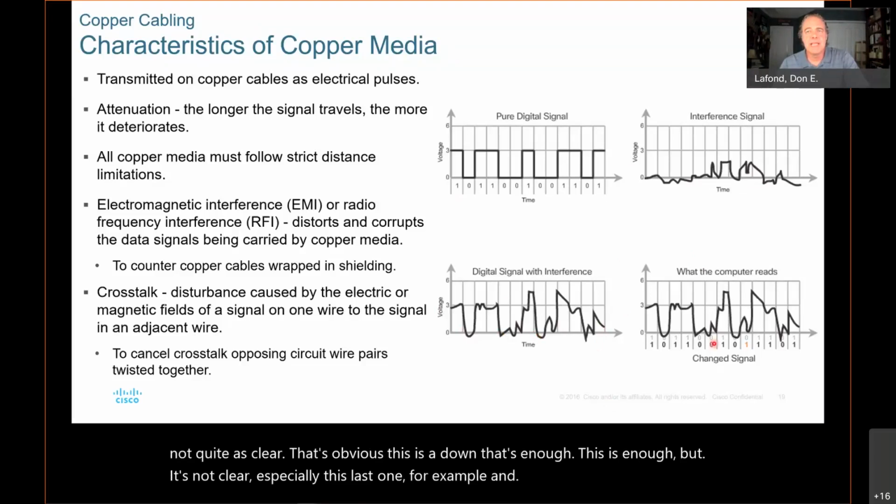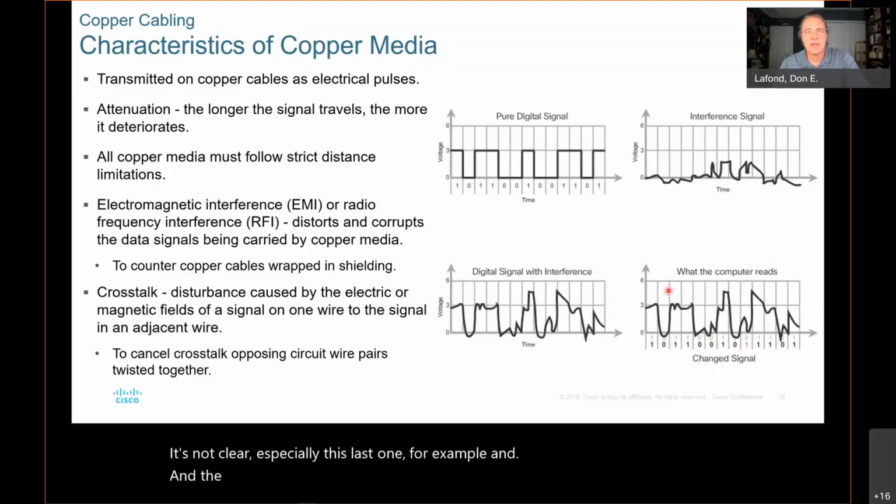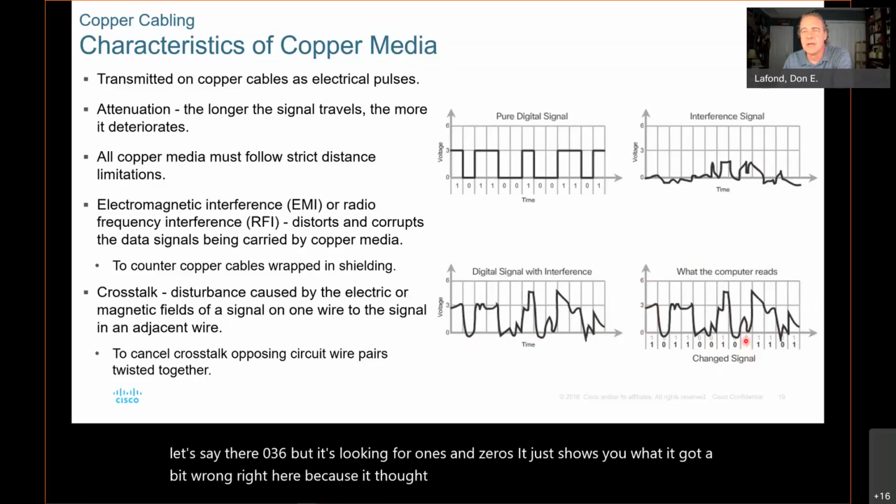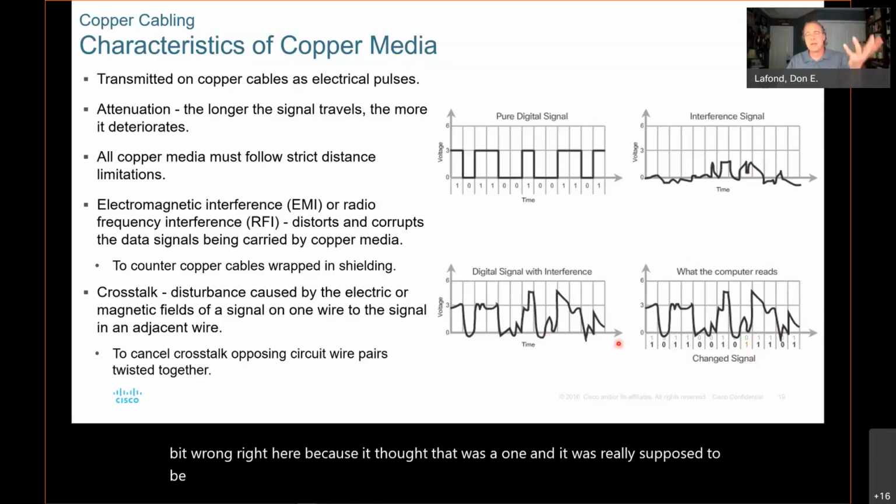The computer reads this signal, right? Here we have zeros and ones, but it's looking for ones and zeros. It got a bit wrong right here because it thought that was a 1, and it was really supposed to be a 0. So anyways, that's because of this interference up here.